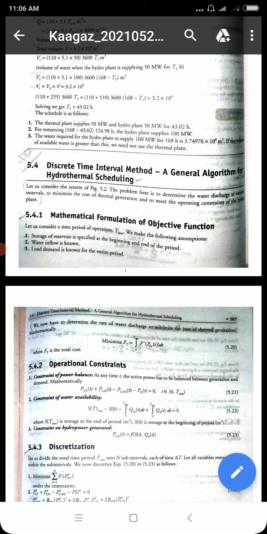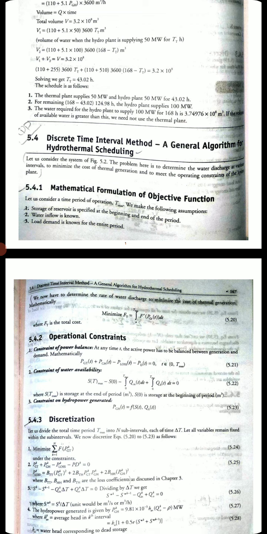Before entering into this method, we will have a mathematical formulation of the objective function, because we are going to model this method now. So we need to have mathematical models. Let us consider a time period of operation, total period of operation, T max. We need the following assumptions. The first assumption is that the storage of the reservoir is specified at the beginning and end of the period. Second, water inflow should be known. And third, load demand is known for the entire period, till the end of the T max period.